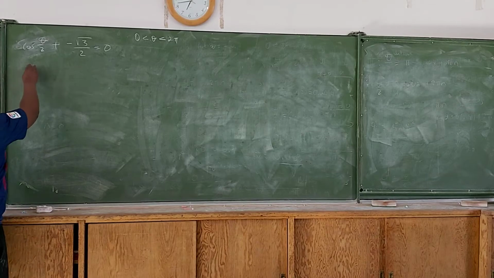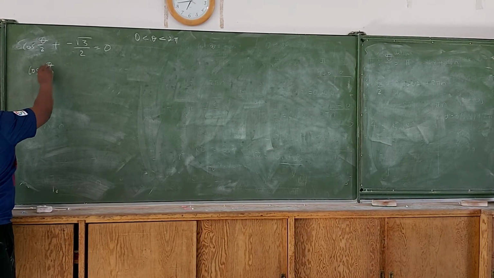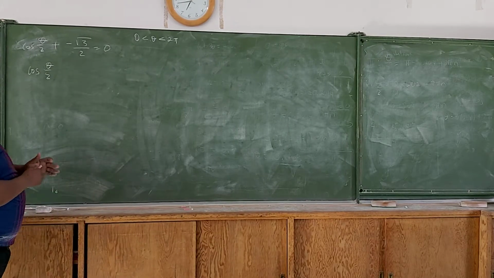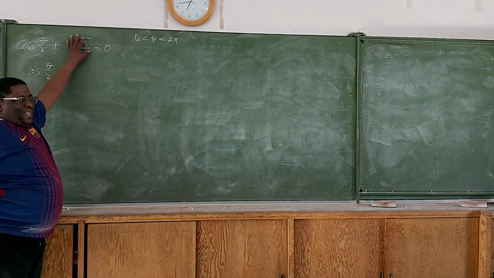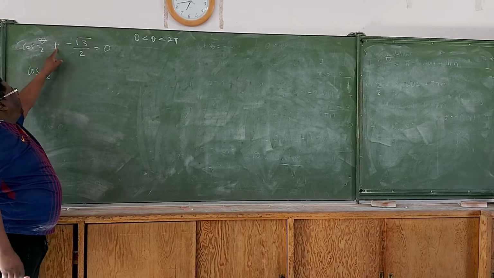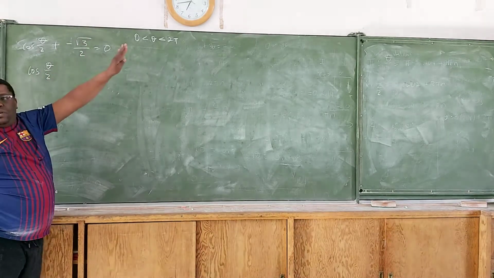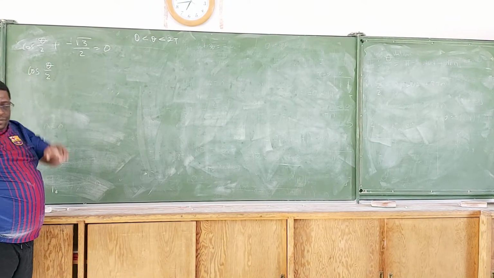So we're going to have cos of theta upon 2. Now that's a negative thing. What do you think is going to happen here? You've got a plus and a negative of that. So if that goes over, it becomes a positive. Do you understand?